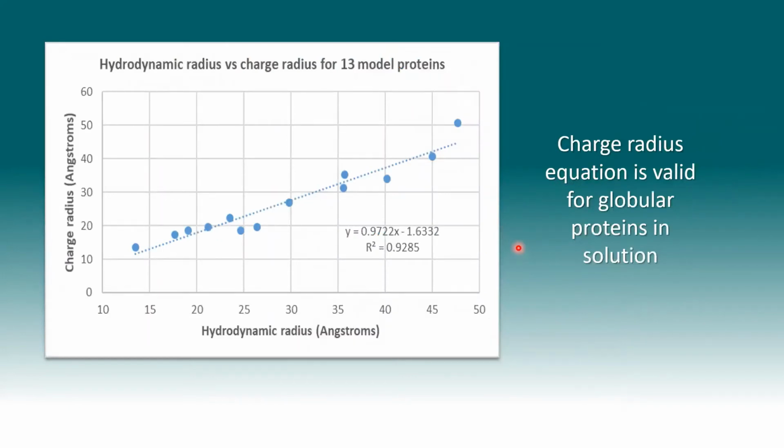We can do a similar experiment measuring the hydrodynamic radius of a range of model proteins and compare this to the charge radius. So here we plotted the charge radius in angstroms against the hydrodynamic radius determined by size exclusion chromatography, and we have a pretty good relationship. So the charge radius equation is valid for globular proteins in solution. You would not expect this to be a perfect straight line because these proteins are not perfect spheres, but this approximation is fairly good.